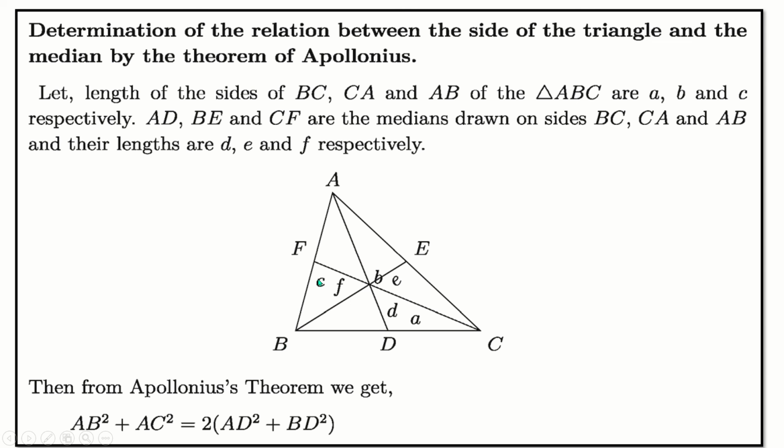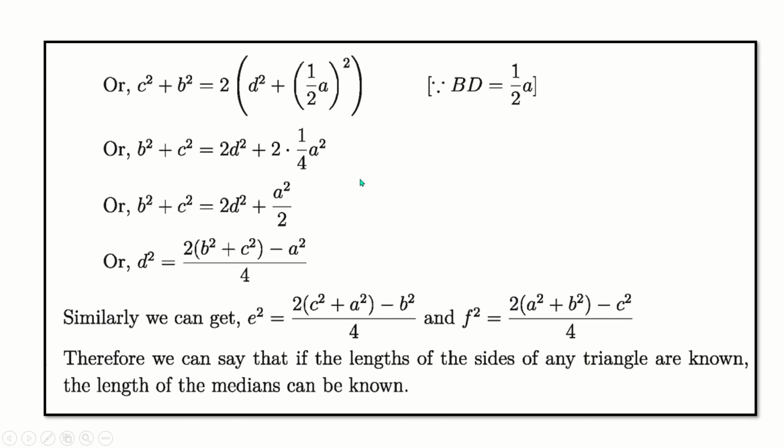By Apollonius theorem we can write AB square plus AC square equals 2 into AD square plus BD square or CD square, no problem. Similarly, we can write CA square or AC square plus BC square equals 2 into CF square plus AF square or BF square. Similarly in other cases. Now follow.